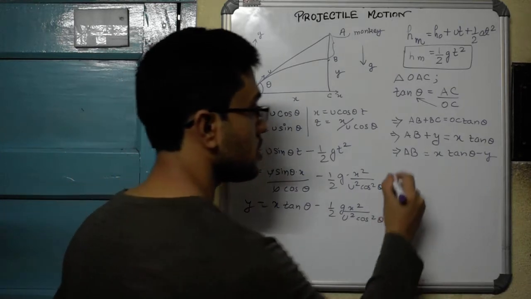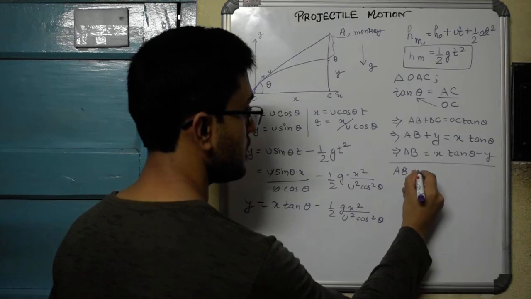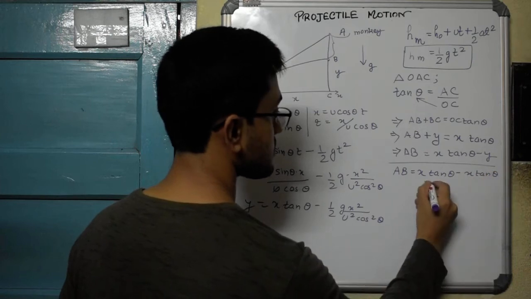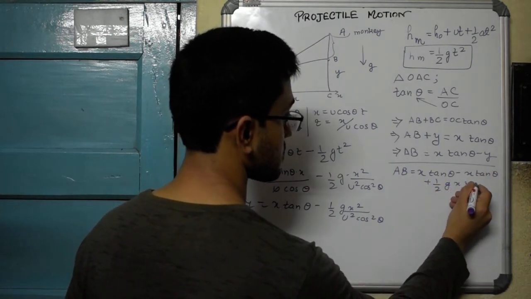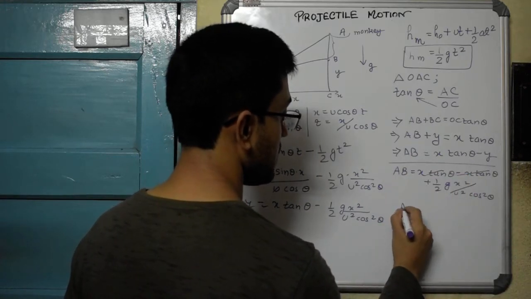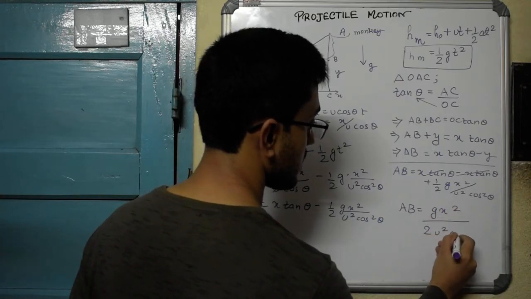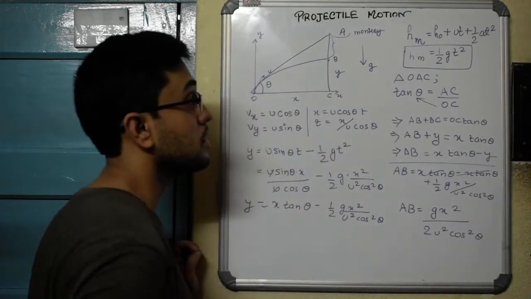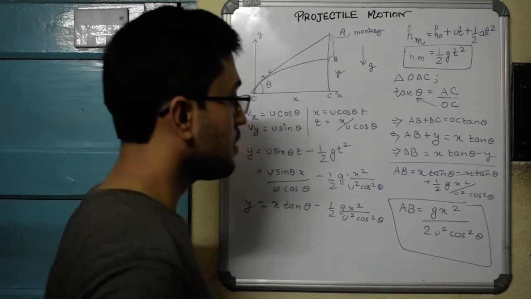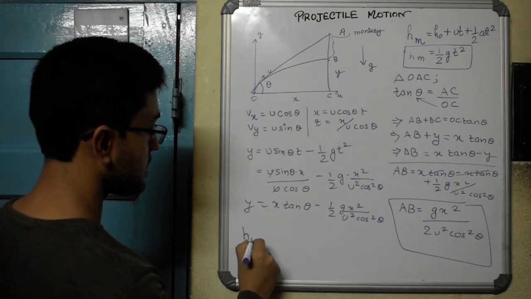So far so good. Now we will substitute the value of y from here. That will give us AB to be x tan theta minus x tan theta plus half gx square by u square cos square theta. This cancels out. So AB is equal to gx squared by 2u squared cos squared theta. This is AB for the projectile.